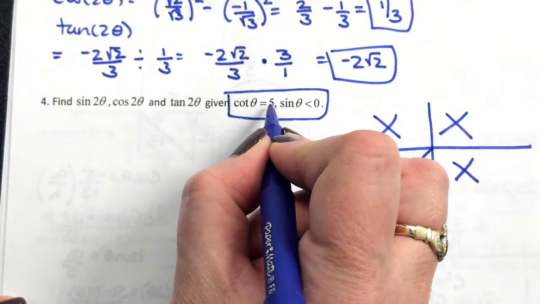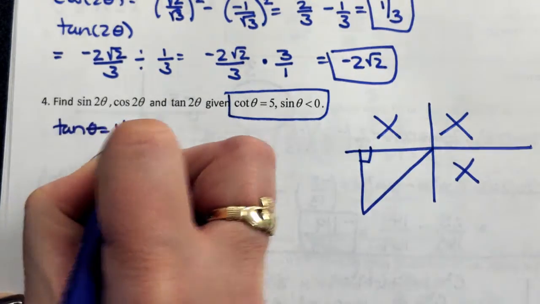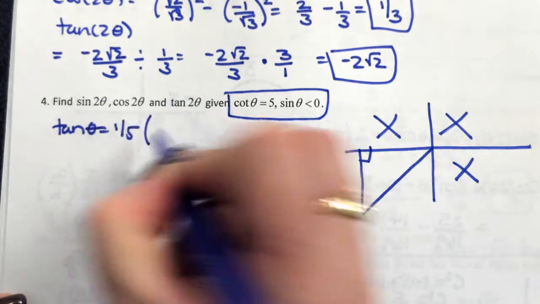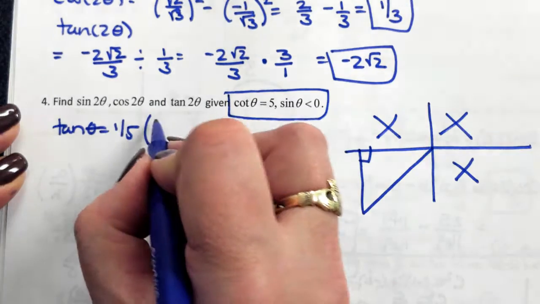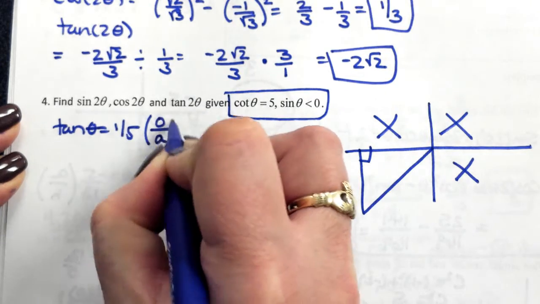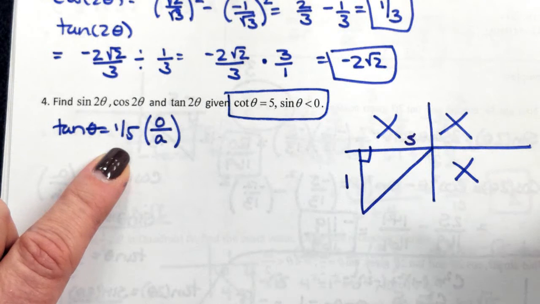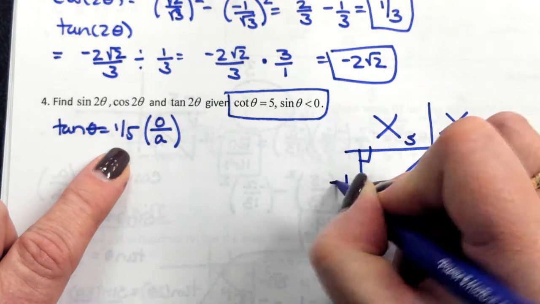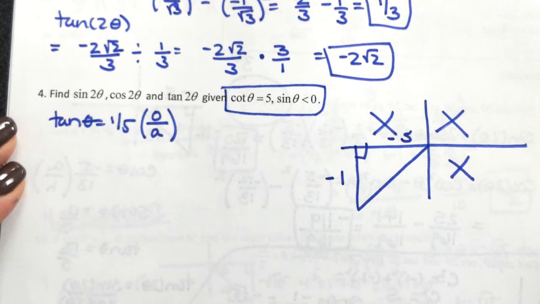So they're giving me that the cotangent of theta is 5. So I know that the tangent of theta is 1/5. So by your SOHCAHTOA, what sides of the triangle are represented? Tangent represents the opposite over the what? Adjacent. So my opposite side is 1, my adjacent side is 5. Do I need negative signs in front of any of them? Both of them. So now you guys go ahead and use your Pythagorean theorem and tell me what the hypotenuse is going to be.